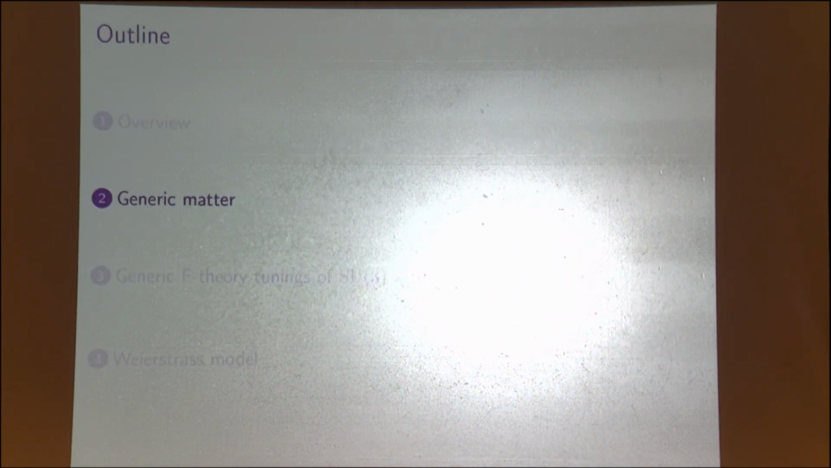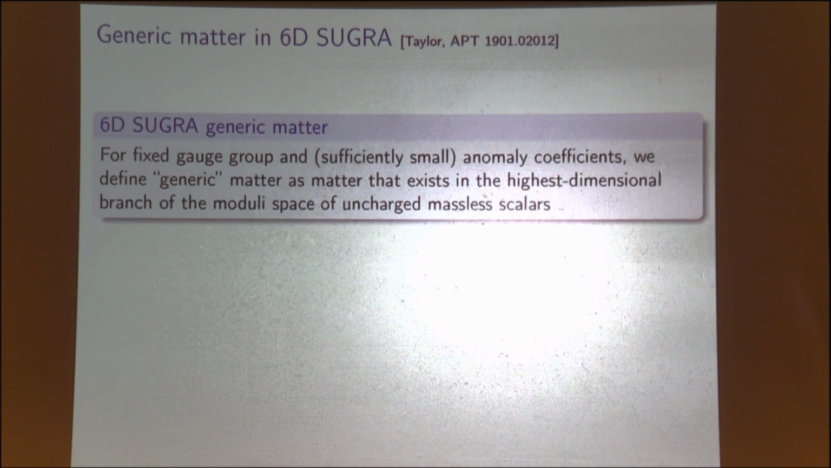OK. So the next thing I want to talk about is this generic matter classification, which is going to be a useful organizational tool for us going forward. So let's start in 6D supergravity, where we can get a really concrete handle on what generic matter should be. Here, I'm going to fix a gauge group and fix some anomaly coefficients that go into the anomaly cancellation conditions. And then given those choices, I'm defining generic matter as matter that exists in the highest dimensional branch of this connected moduli space that we see in 6D. In the field theory language, this is the space of uncharged massless scalars.